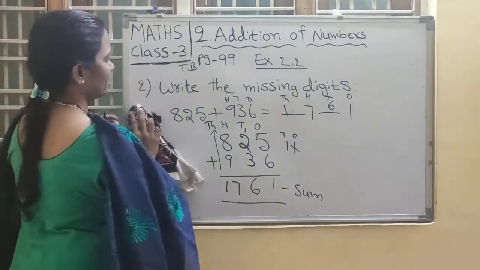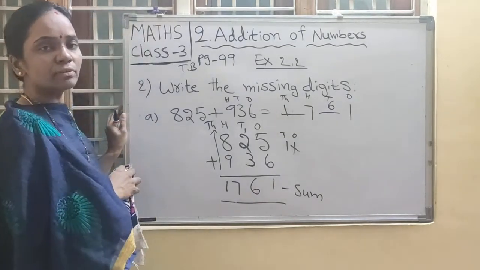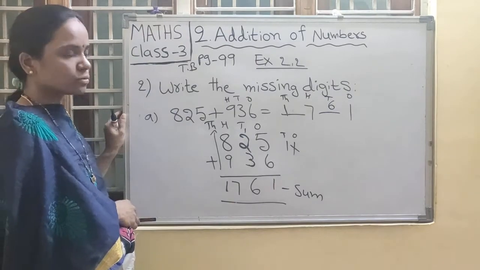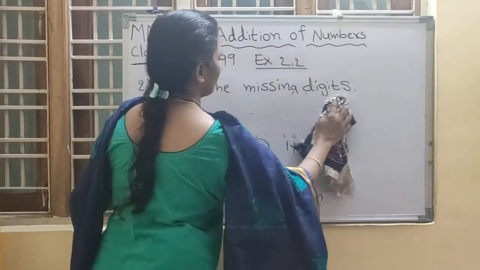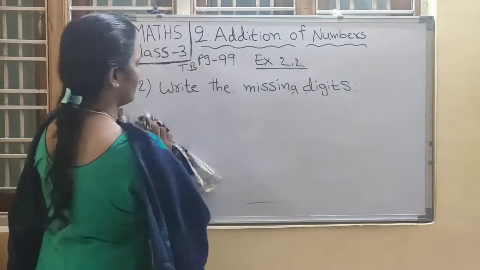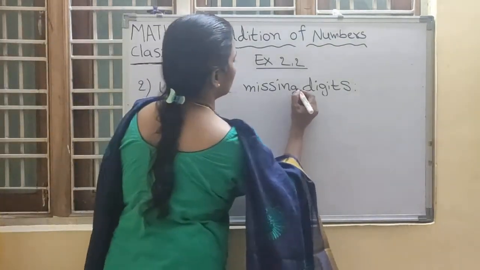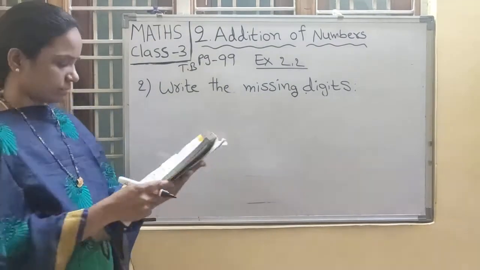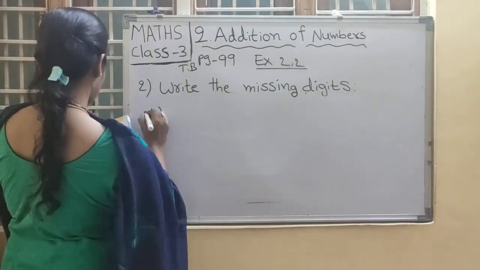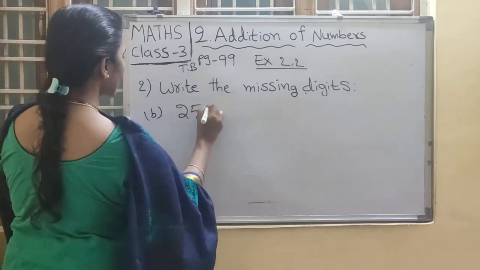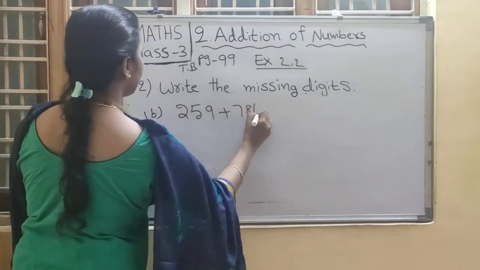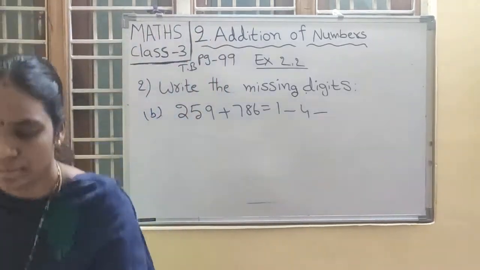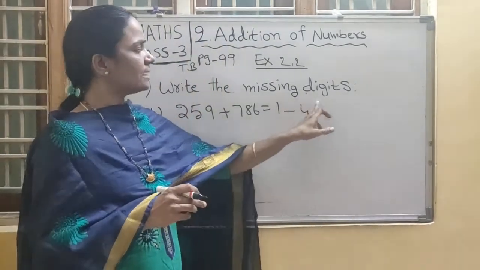Yes. Next, note it down, children. The B bit we are going to do now. You can pause the video and note it. The B bit is 259 plus 786 is equal to 1 dash 4 dash dash. Add these two numbers and write the missing digits.